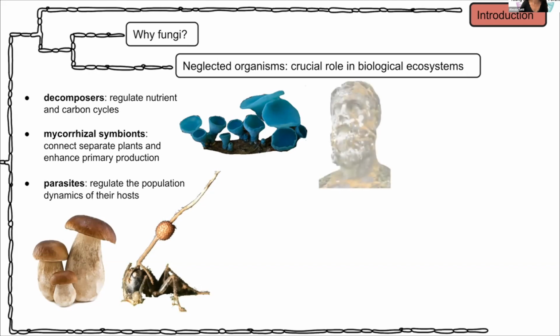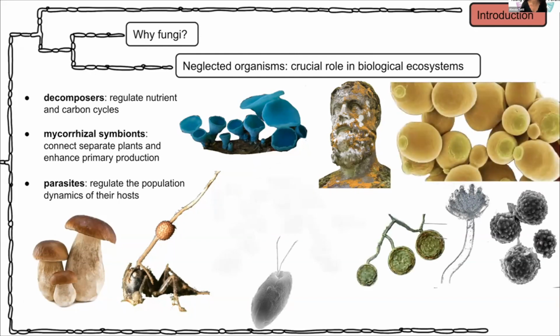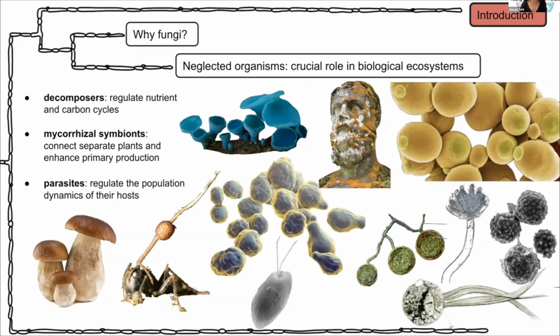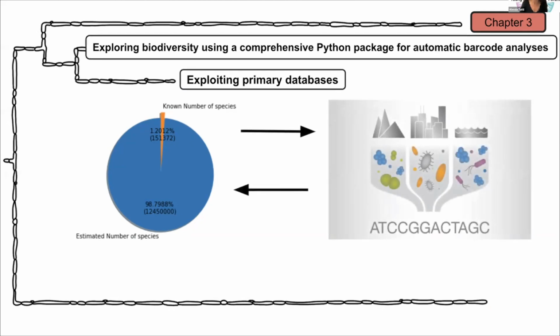And when we think about fungi, we usually think about mushrooms, but there are a lot of other microfungi, and we actually know about 20 phyla of them. But even if they are so important in ecosystems, we know only 1% of their biodiversity. And so I thought, how can I contribute to their knowledge? And so I thought of the primary databases online that now have a lot of sequences from amplicon sequencing.